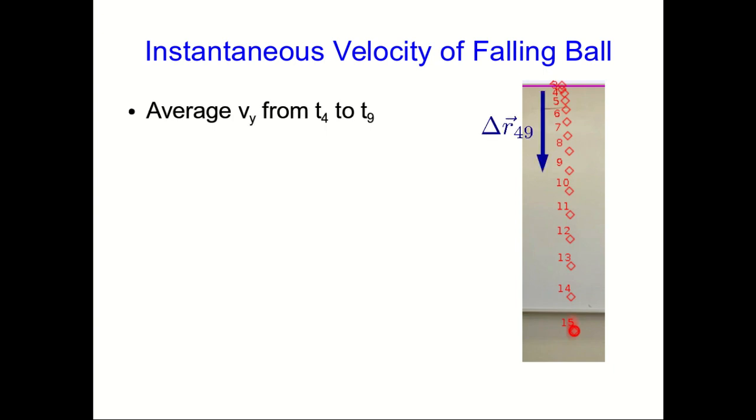We would calculate the displacement from time 4 to time 9. And note I'm calling it delta r 4-9 to specify which displacement I mean. It's the one from time 4 to time 9. We would now take the y component of that and divide it by the time it took for the ball to go from time 4 to time 9, and that gives us our average velocity y component from time 4 to time 9. So see, I'm keeping the 4-9 in the subscript instead of av to specify which average I mean.